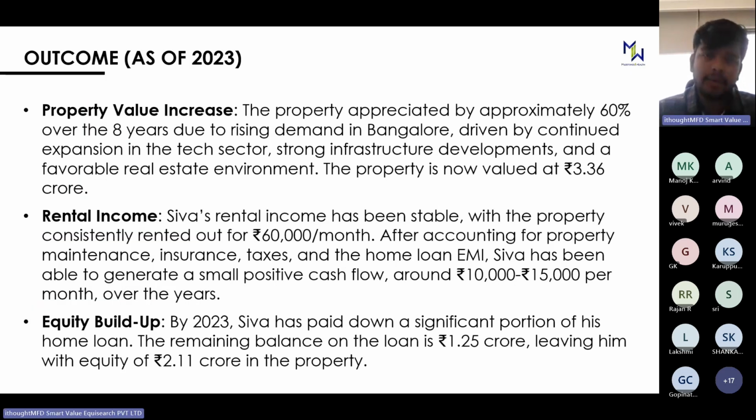As I mentioned in the charts, for this 8-year period it has only given 60% absolute returns, and the valuation of that property is around 3.36 crores. He would have also got a good amount of rent, which is 60,000, which he has used for part of the repayment of the EMIs. He has taken a good amount of ownership in that property. He has closed around 2.11 crores in this 8-year period, and only 1.25 crores is outstanding to be completed.